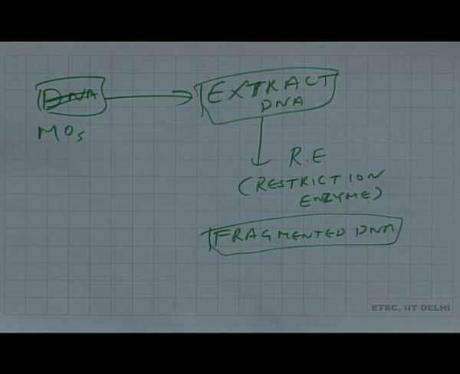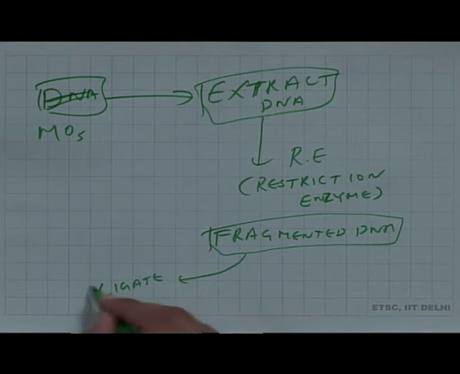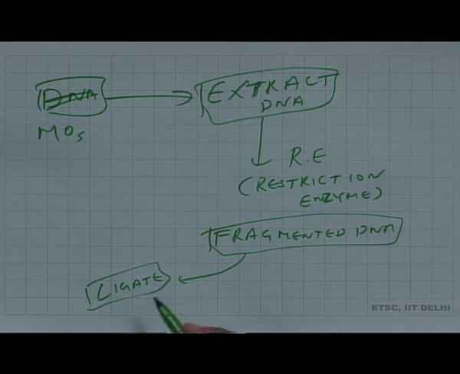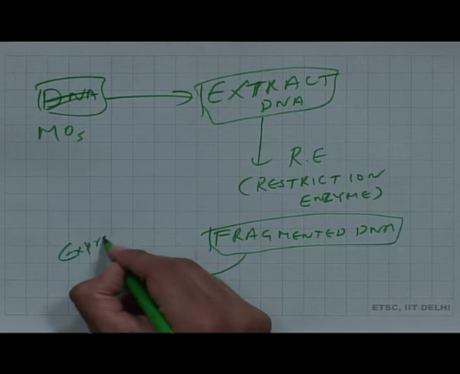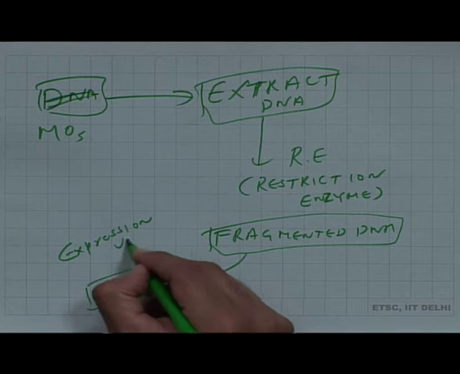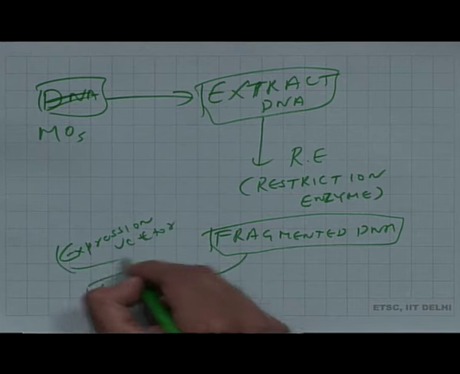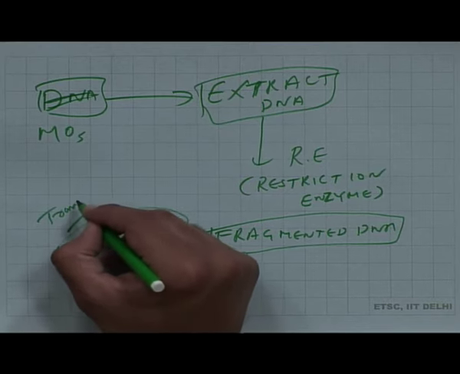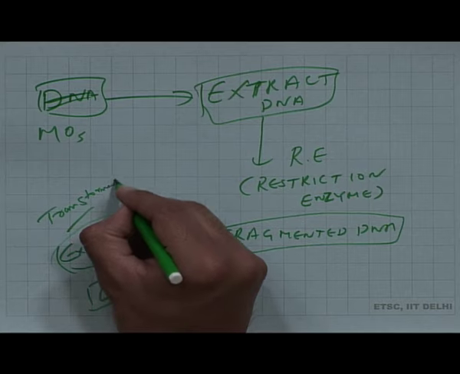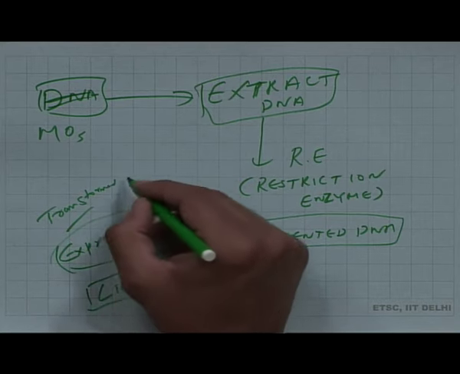Once you have this fragmented DNA, you ligate, so join them. Okay. You are aware of these terms from your previous studies. So, you ligate this fragmented DNA after the restriction enzyme into another expression vector. Now, this expression vector is transformed, or put, into E. coli.